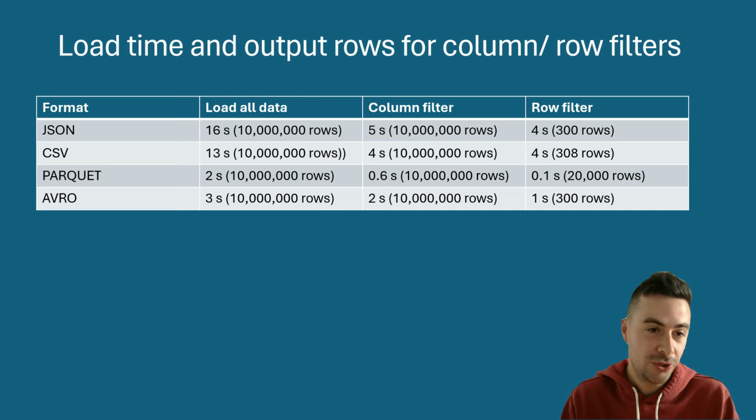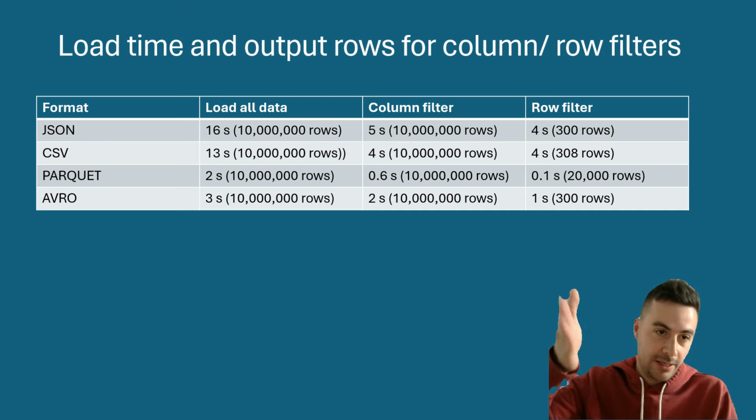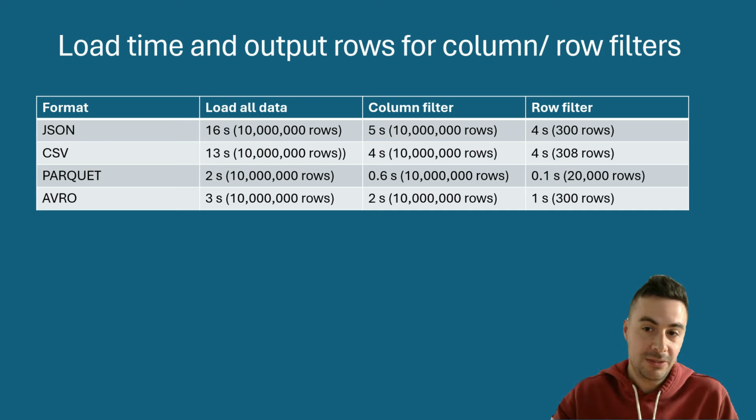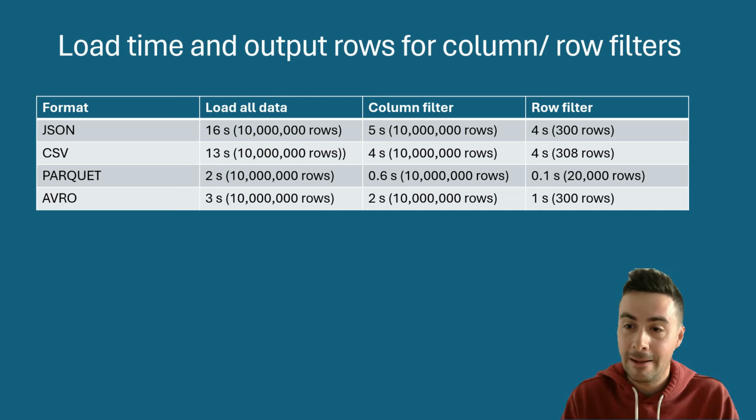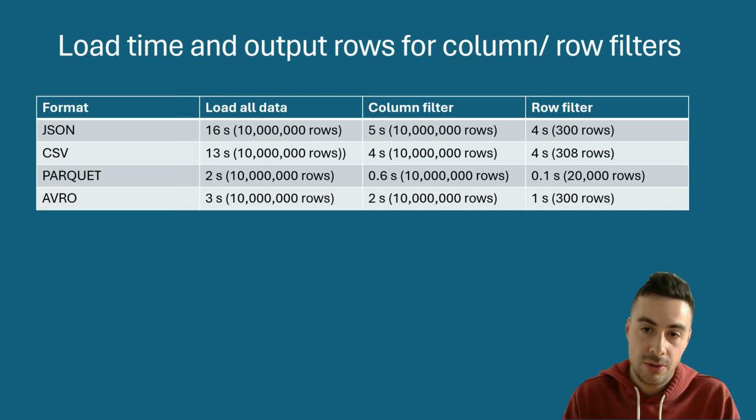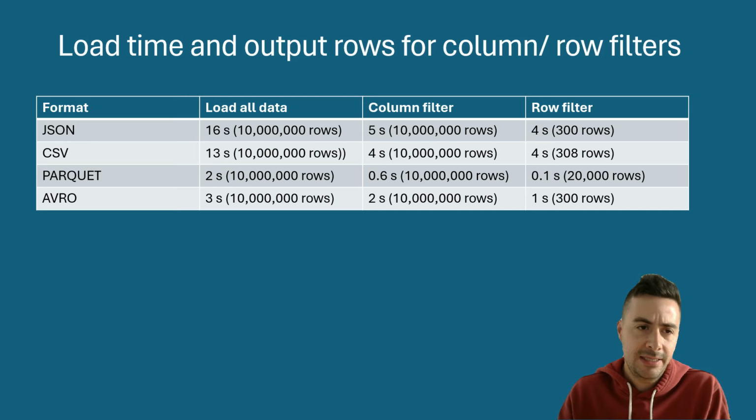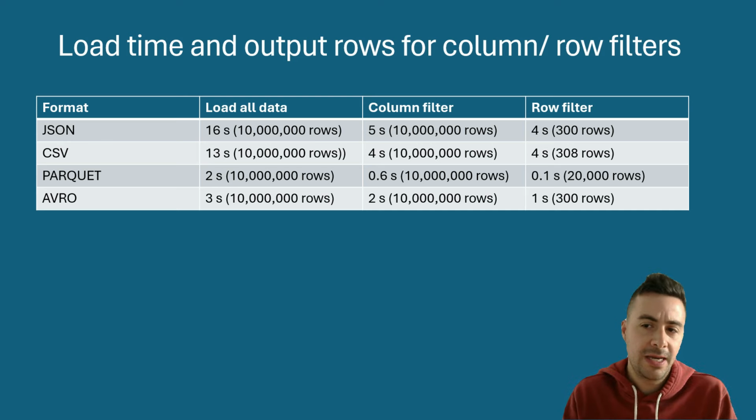Here I'm just showing you an example when we're loading all the data. When we load all the data, we're gonna need 16 seconds. If we do a column filter, so basically we just load part of the columns, we already can reduce the number of rows. And I did here now a row filter. To be honest, I don't remember which one we applied here, but probably ID smaller than 300. And we can see that a row filter is not actually loading all the data anymore, even for JSON, but it just loads 300 rows.